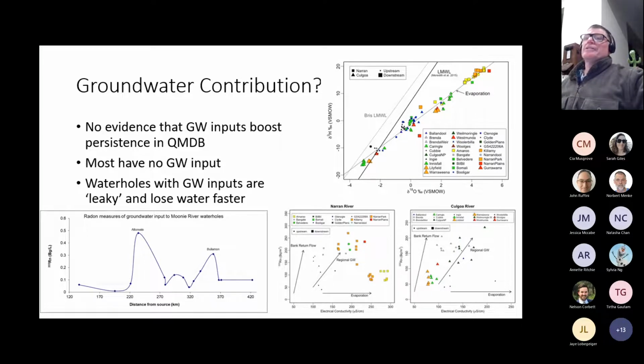There are a few waterholes, like you can see the bottom left peak. The bottom left plot is radon concentration along the river through all the waterholes we sampled.